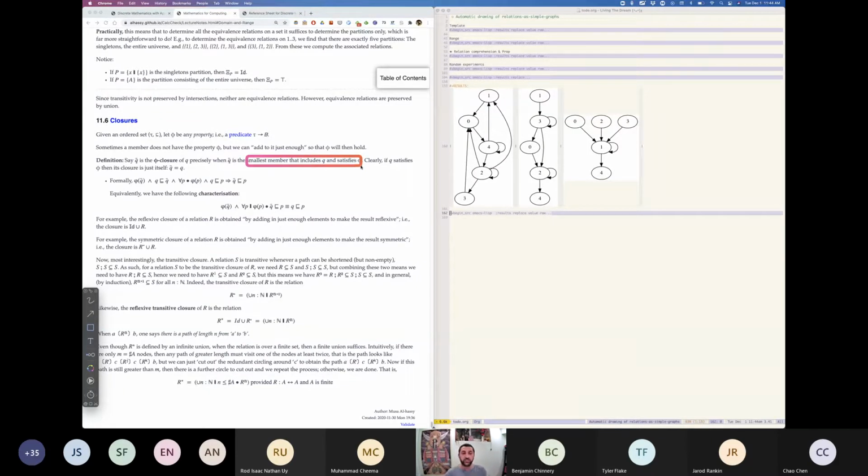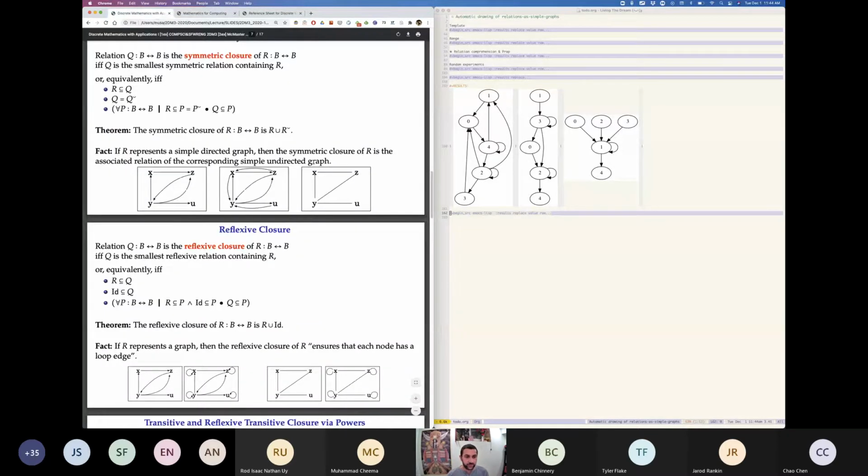So you've seen these closures before, not terribly new. The idea is the closure is a solution to the problem. It contains the original part, and it's the smallest solution. So if P is another solution, and P contains it, then P has to contain the smallest possible solution. So you've seen these characterizations before. Okay. So let's go back here.